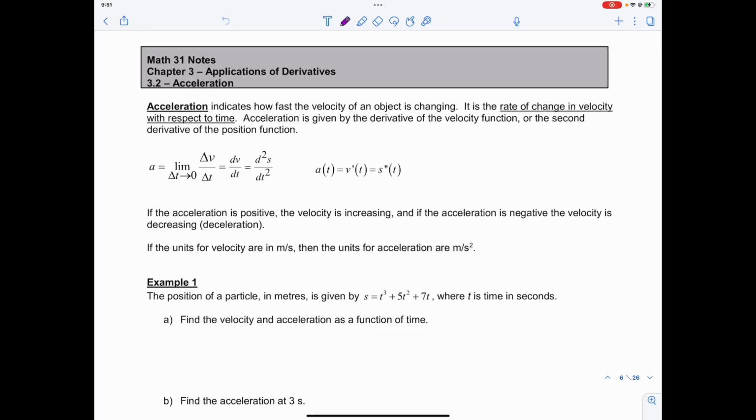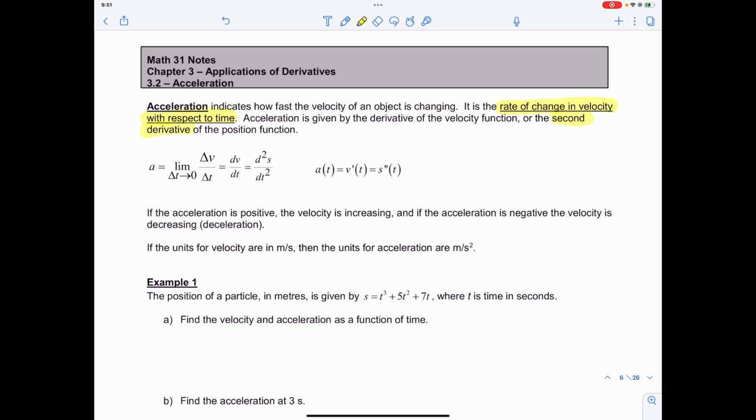Okay, for the second lesson, we're going to take a look at acceleration. So acceleration indicates how fast the velocity of an object is changing. Or we could say that it is the rate of change in velocity with respect to time. Acceleration is given by the derivative of the velocity function or the second derivative of the position function.